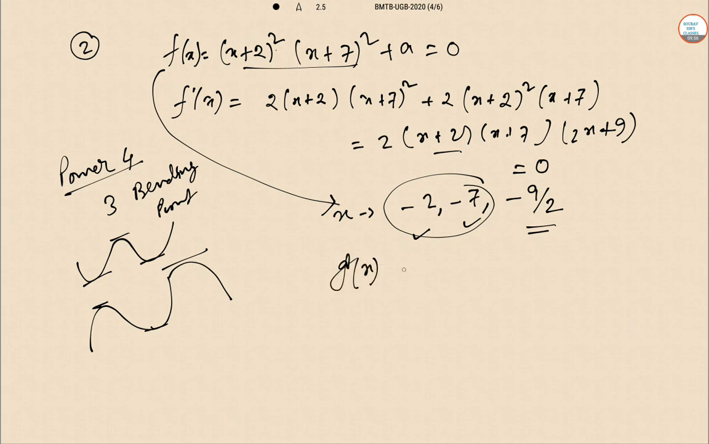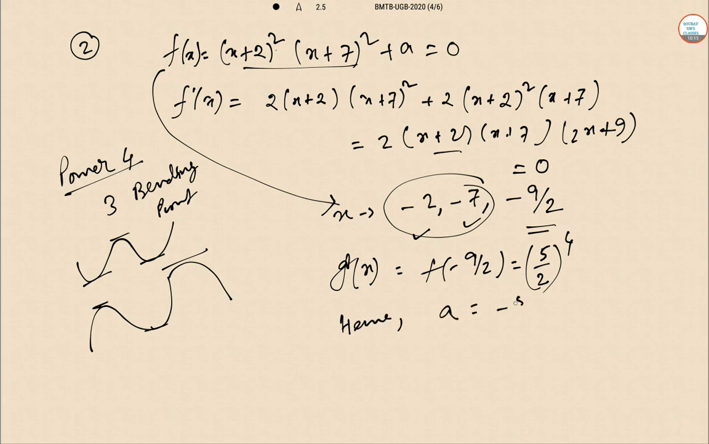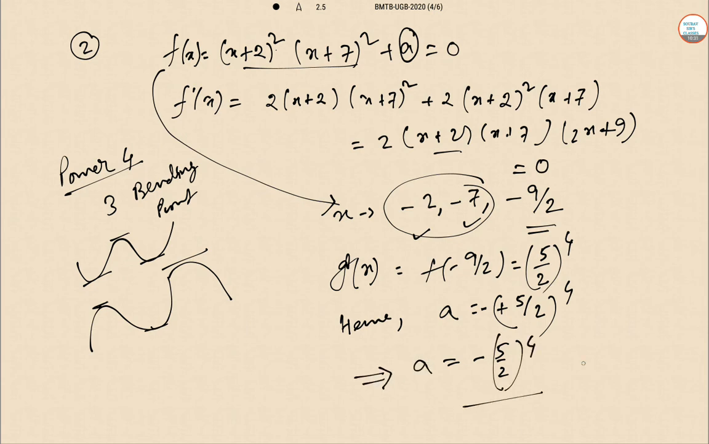So f(x) equal to f(minus 9 by 2). Okay, so this will give you (5/2)⁴, and this is the only double root of the equation. Hence, as this is the double root, a is this value, and if we subtract this value, only then will this equation get to this level. So a equals plus or minus of this thing, (5/2)⁴, that is what a is. So this is the answer to this question. Okay, so in the next video we'll be solving 3 and 4.